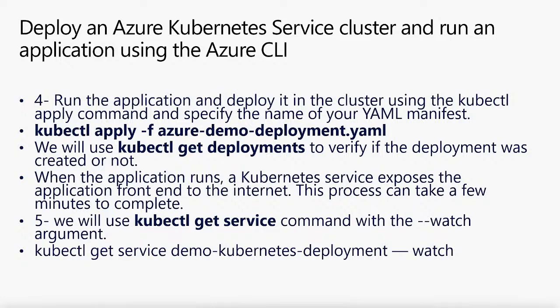When the application runs, a Kubernetes service exposes your application frontend. In our case, we don't have a frontend application, it's only a web service. But if you have many services and a web application, this process can take a few minutes to complete. In the end, we will use the kubectl get service command with the watch argument, if we have a web application, not a web API, not the service.